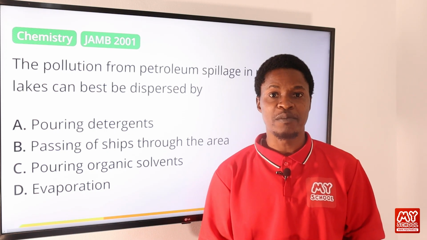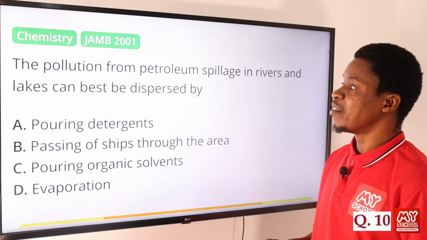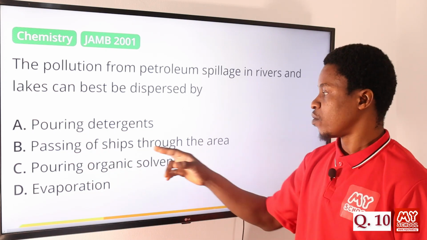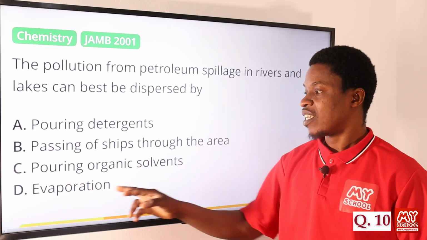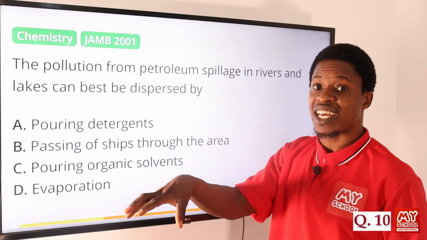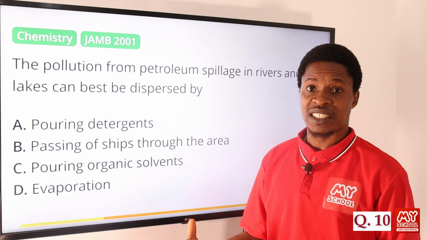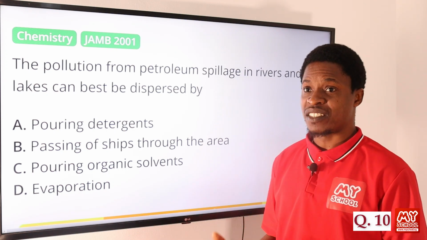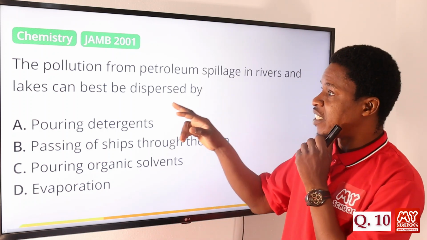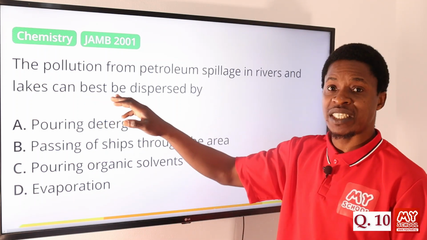Now, let's move on to question number 10. The pollution from petroleum spillage in rivers and lakes can best be dispersed by pouring detergents, passing of ships through the area, pouring organic solvents, or evaporation. If you evaporate, don't forget that this is petroleum spillage on the water. That will not disperse the oil spillage, because the water eventually gets drained up, and then we still have some oil. It can be used, but it is not the best. Don't forget we are saying what can best be dispersed.